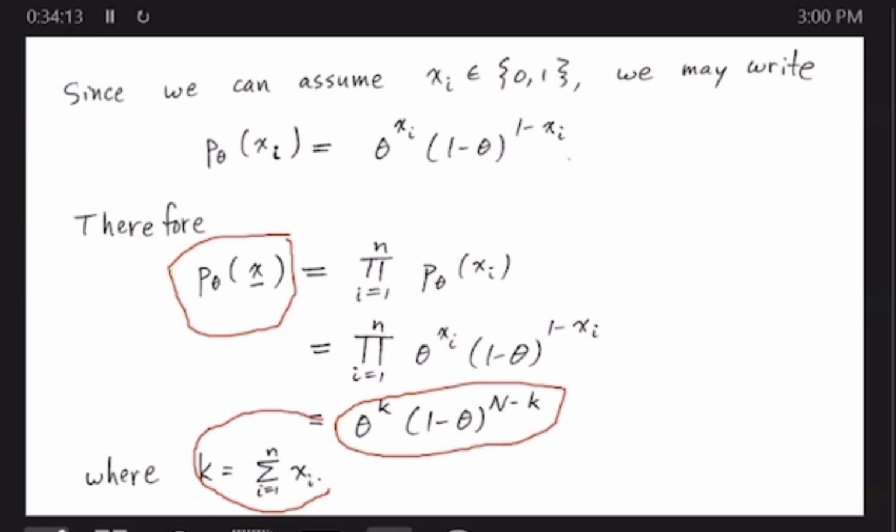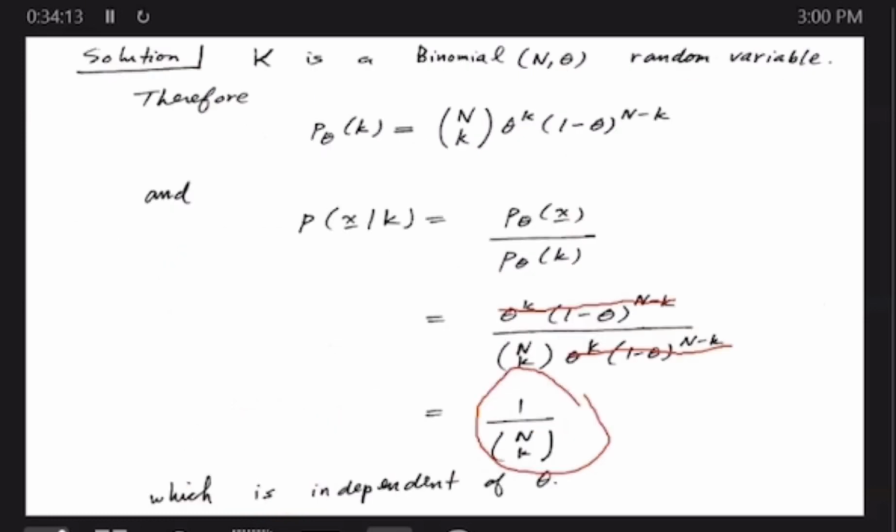Any question? So mathematically speaking, if the conditional distribution of your raw measurement given the statistic is independent of theta, then you've been able to figure out a sufficient statistic.